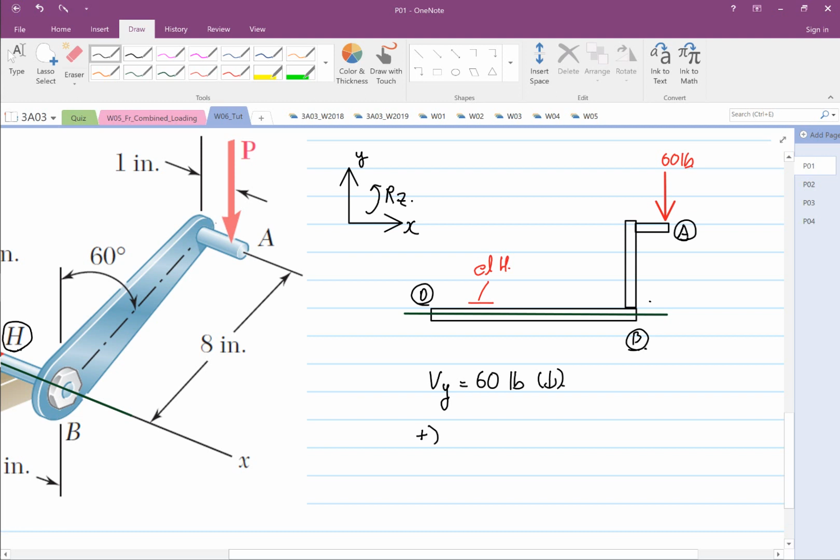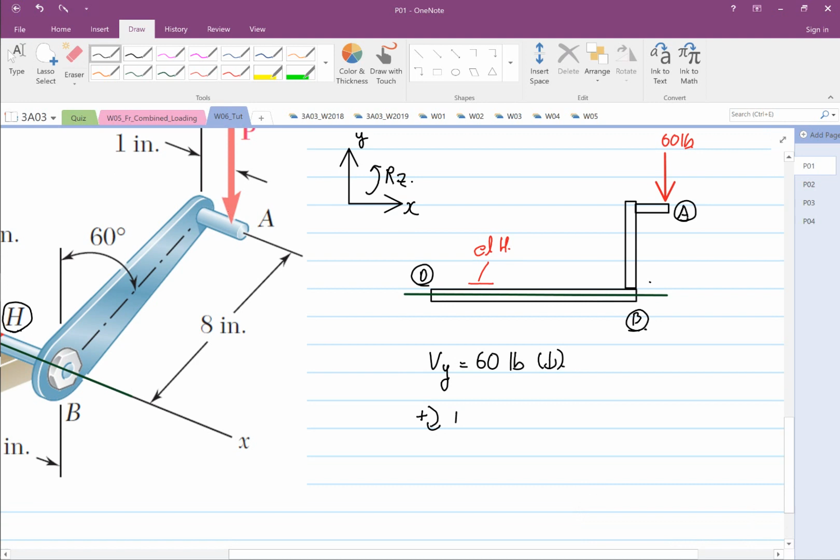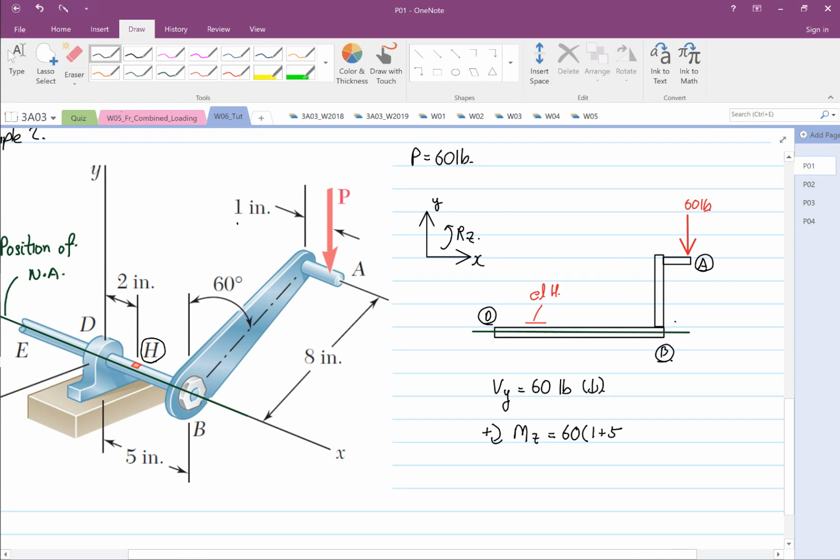I'm going to call clockwise positive. Moment in the z-axis will be equal to 60 multiplied by 1 plus 5. If you look over here, this is 1 plus 5, and H is between D and E minus 2. So this is 60 multiplied by 4, which will be equal to 240 pound-inch of moment. So anything else to analyze?